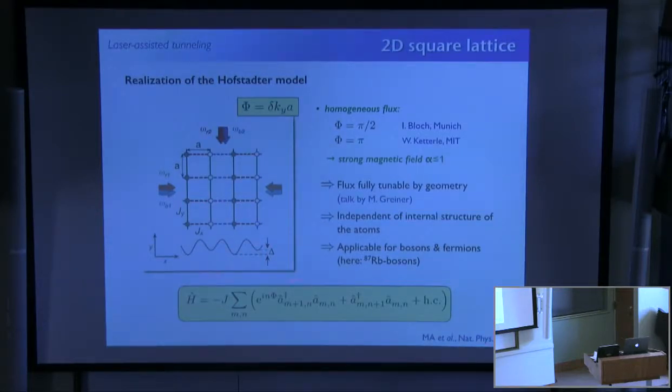There's one thing I also will mention later, that the complex phase that we engineer depends on the sign of the energy offset between neighboring sites, which actually allows us to engineer spin-dependent magnetic fields.